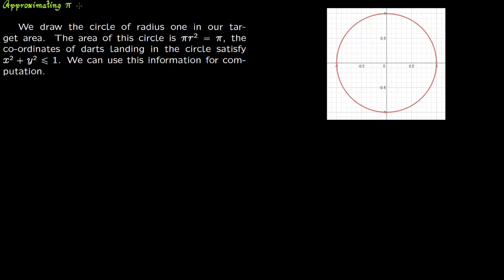So now let us use Monte Carlo techniques to approximate pi. For this purpose, you first draw a circle of radius 1. So this is a circle of radius 1, and you have your target area. So let us draw our target area. The target area has a circle in it. So this is our target area.